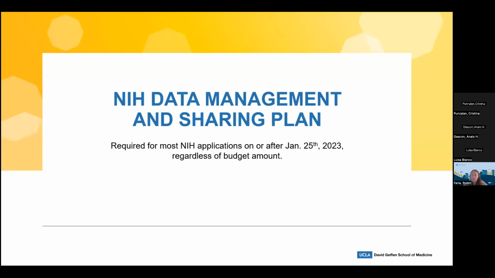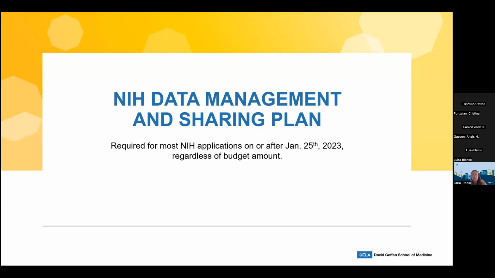So the data management and sharing plan is essentially a new document or new plan that's required for most NIH applications starting January 25th of this year. So this is a little bit of a difference from other documents like the resource sharing plan that are maybe budget dependent. There are some exceptions. So if you're applying for a T32 training grant, you don't necessarily have to do this plan. But in general, most of your applications are going to require this new piece.